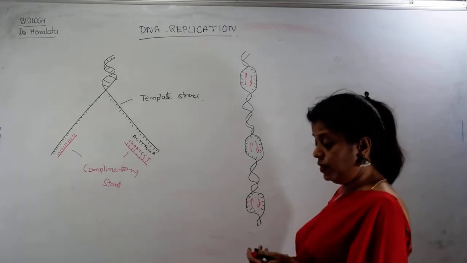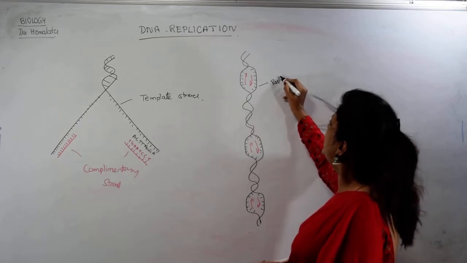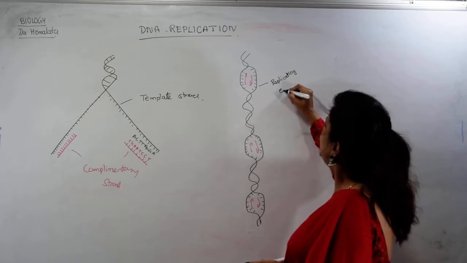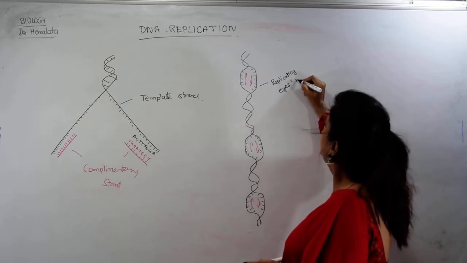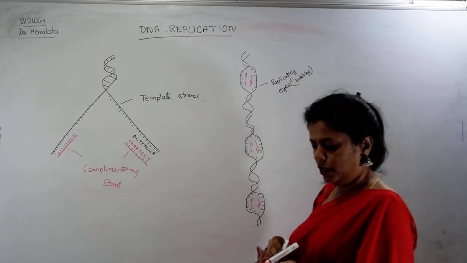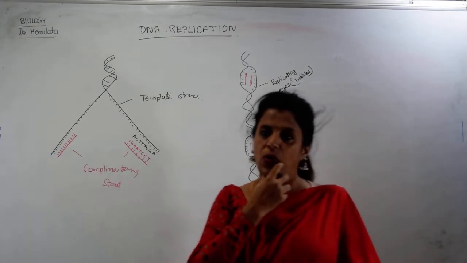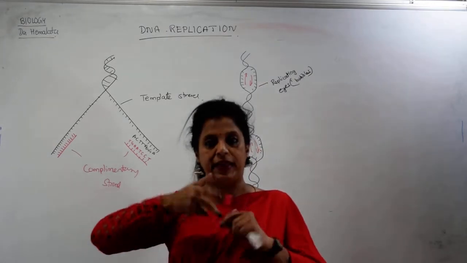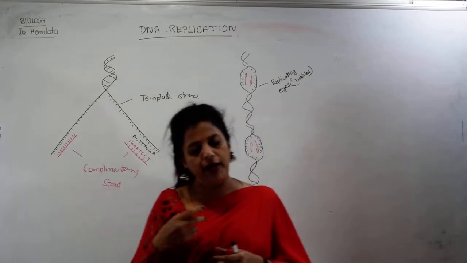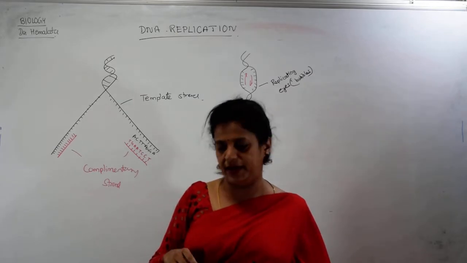So these structures are called replication or replicating eyes or bubbles. They look like bubbles. Okay? So how do you understand this? I'll let you know. Double-strand DNA is like a thread, a highly coiled thread, right? Now imagine one highly coiled thread, and you want to open it up. Uncoil the highly coiled thread.